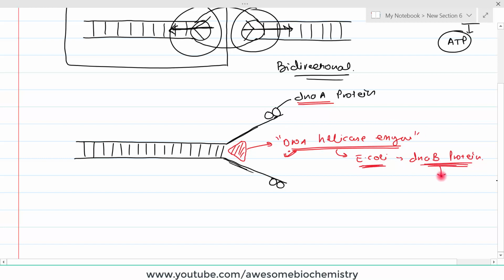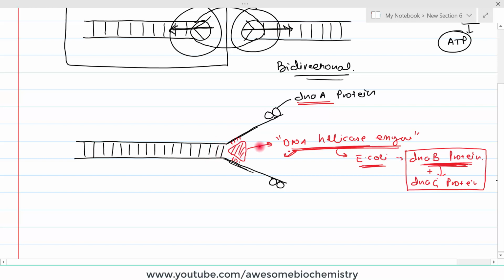DnaB protein itself is not able to bind with the single stranded DNA. Remember, the helicase has to bind with the single stranded DNA, and only then can it do its work. So it first makes a complex with DnaC protein. Once DnaB and DnaC are bound to each other, it is a complete assembly of the DNA helicase enzyme, able to bind with single stranded DNA. DNA helicase never binds with double stranded DNA.